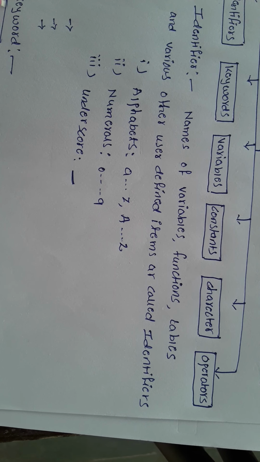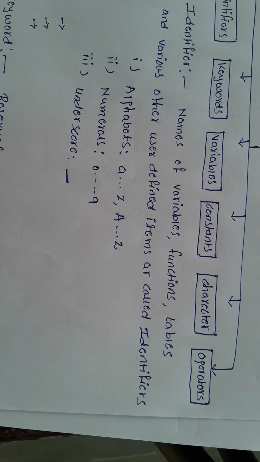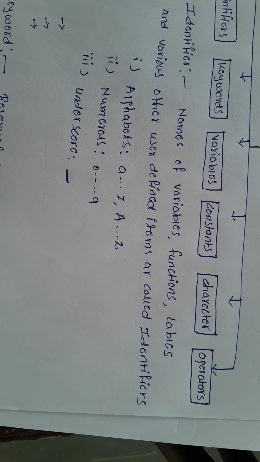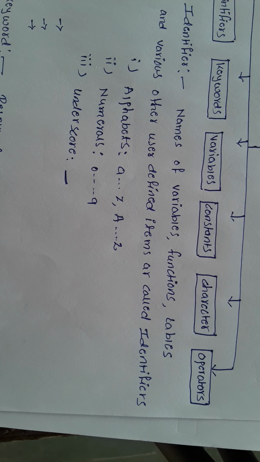Next, second, keyword. Keywords are nothing but reserved words. These are predefined words. In C++ extra keywords can be added, that is private, public, protected, for, auto, etc. These are some reserved words that are added within C++.